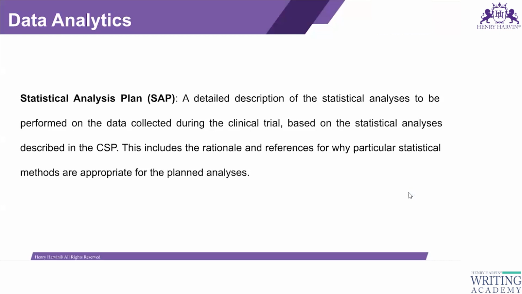This includes the rationale and references for why particular statistical methods are appropriate for the planned analysis. So what is the statistical analysis plan? It is a detailed description of the statistical analysis. In the clinical trial protocol also, how the analysis will be done, what the method, procedure and software used are, is explained, but not in detail, only briefly. Then there is a separate document known as the statistical analysis plan, which describes how the statistical analysis will be performed on the data collected during the clinical trial process. This plan is also made on the basis of the details regarding the statistical analysis explained in the clinical study protocol.